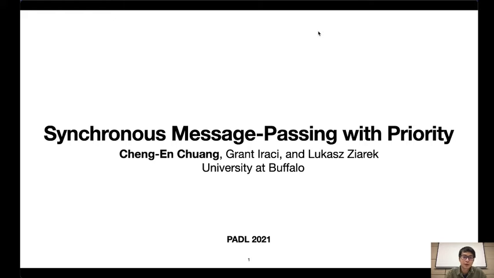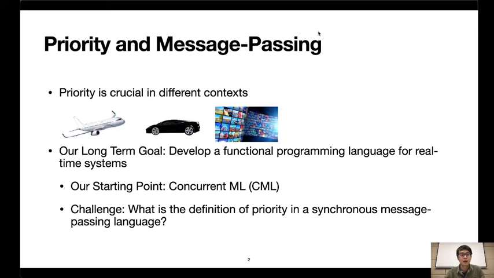Today I'm going to give a talk about synchronous message passing with priority. Priority is crucial in different contexts. Our long-term goal is to develop a functional programming language for real-time systems. That system software can be an airplane controller, autonomous vehicles, or some other online streaming services.